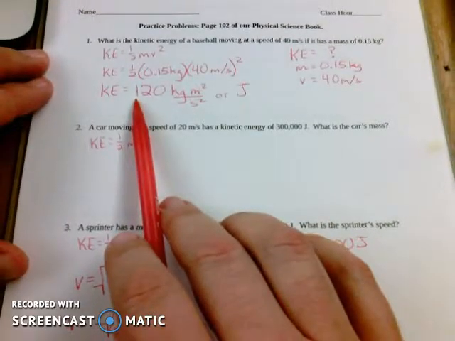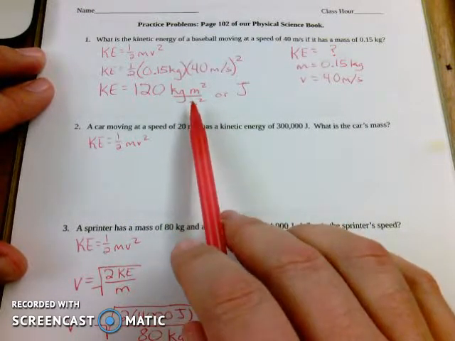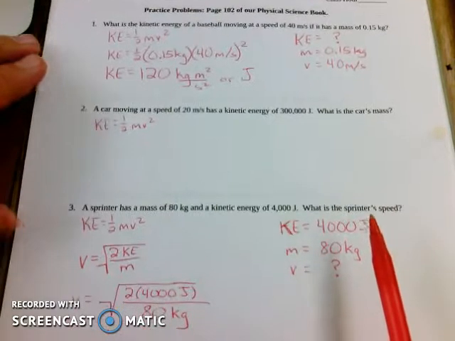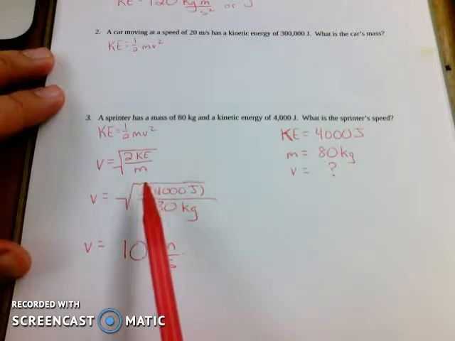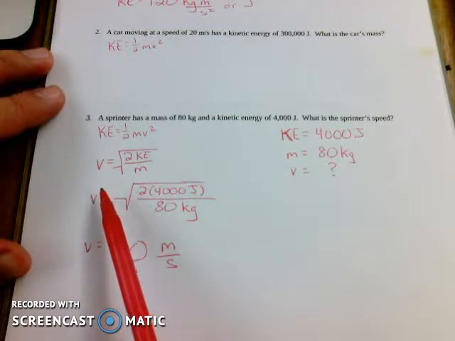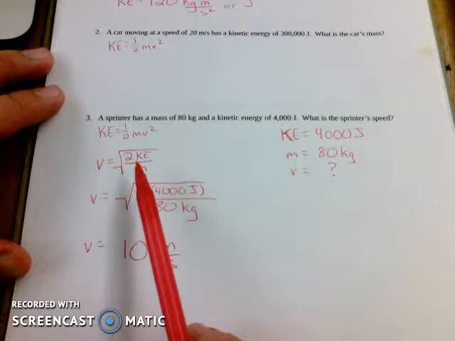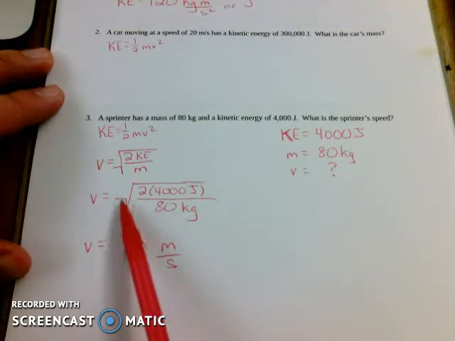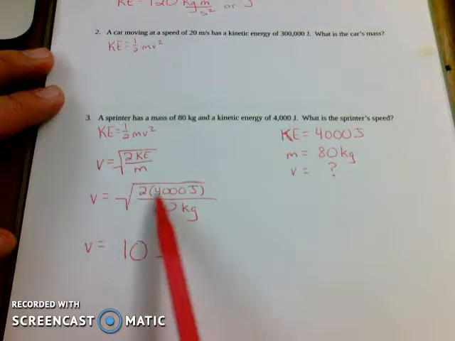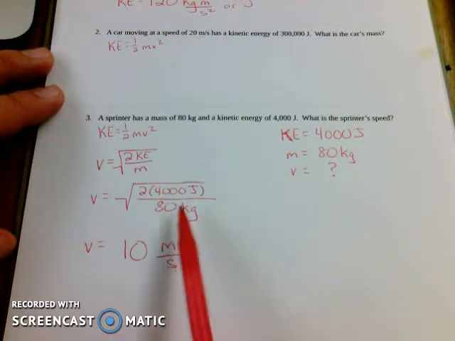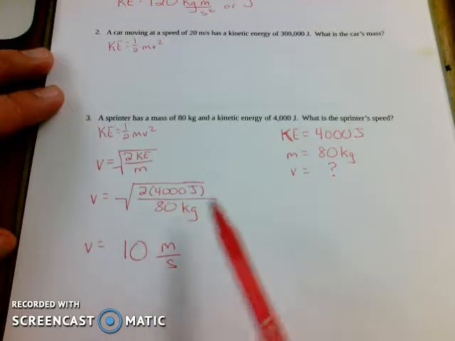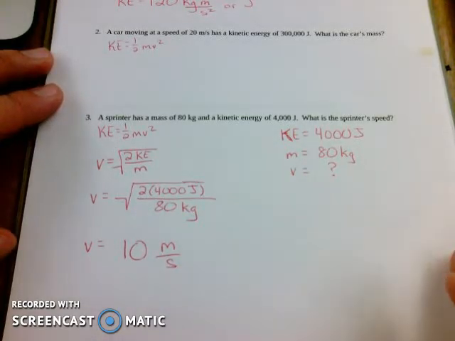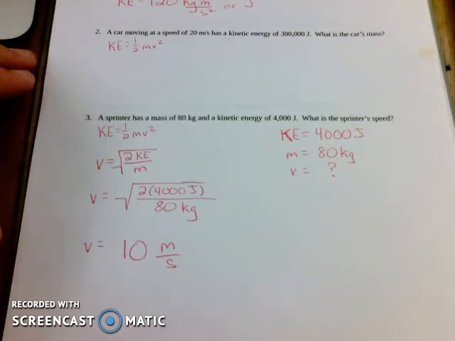We solved for kinetic energy. Kinetic energy equals 120 kilogram meters squared per second squared, or joules. Down here we solve for velocity. This is a little tricky because you have to rearrange and end up with a square root. I know that's probably a little different. But v equals the square root of 2 times KE over m. So we plug in our values: 2 times 4,000 joules, their kinetic energy, divided by 80 kilograms. 2 times 4,000 divided by 80 is 100. Square root of 100 is 10. And the units we talked through earlier cancel out, and you end up with meters per second. All right. Good luck, guys.